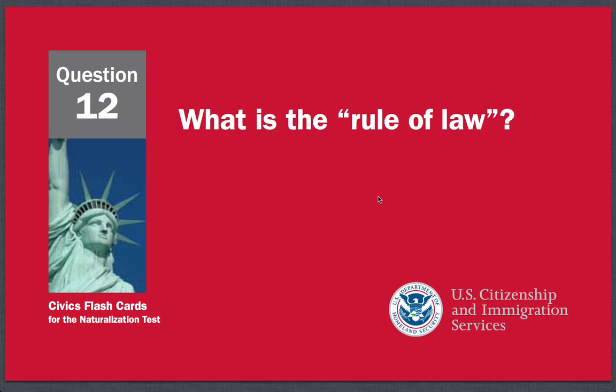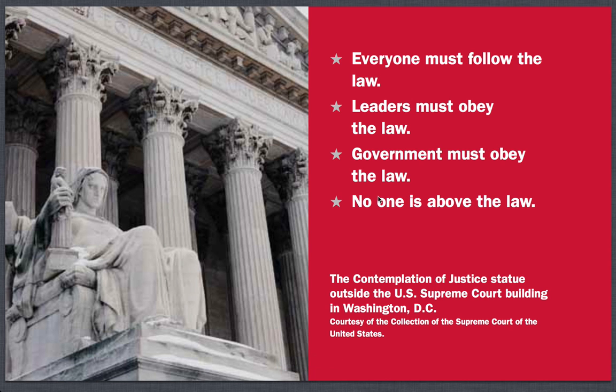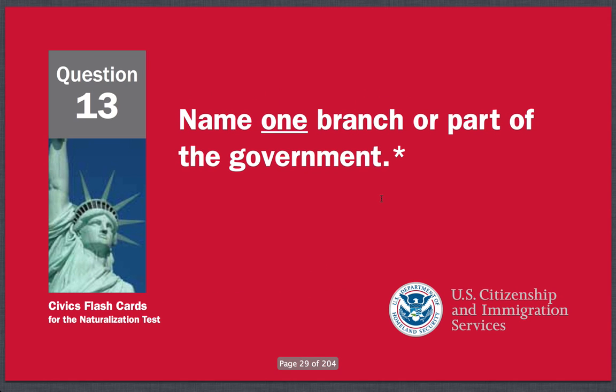What is the rule of law? Everyone must follow the law. Leaders must obey the law. Government must obey the law. No one is above the law. That's usually the wording that they use for the rule of law.